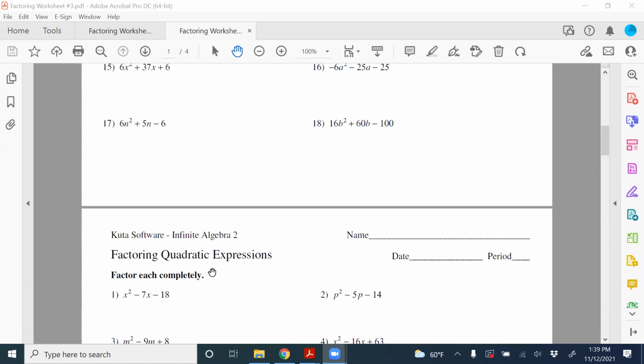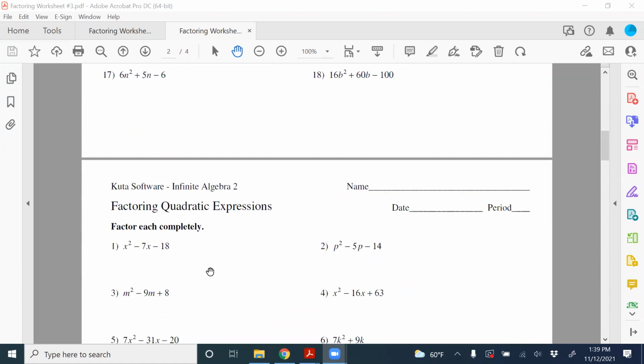And don't worry about the second page here because it's just repetitive stuff.